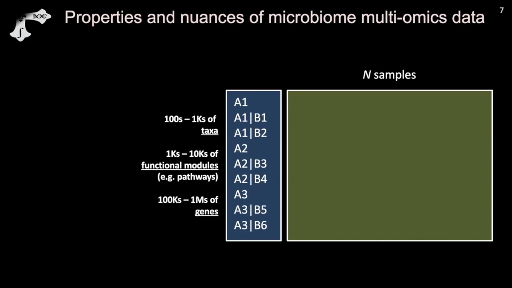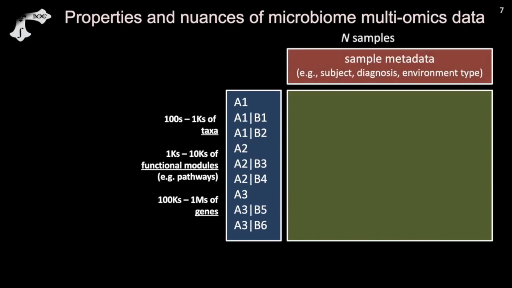taxa, then it's around 100 to 1,000. I'm mostly talking about human microbiome at this point, but this is roughly what I estimate, and this has possibly changed. This is an old slide as well. But I think the point is that going from taxa to genes usually increases the number of features as compared to, for example, functional modules, which are summarized features at the pathway level and are possibly in between.